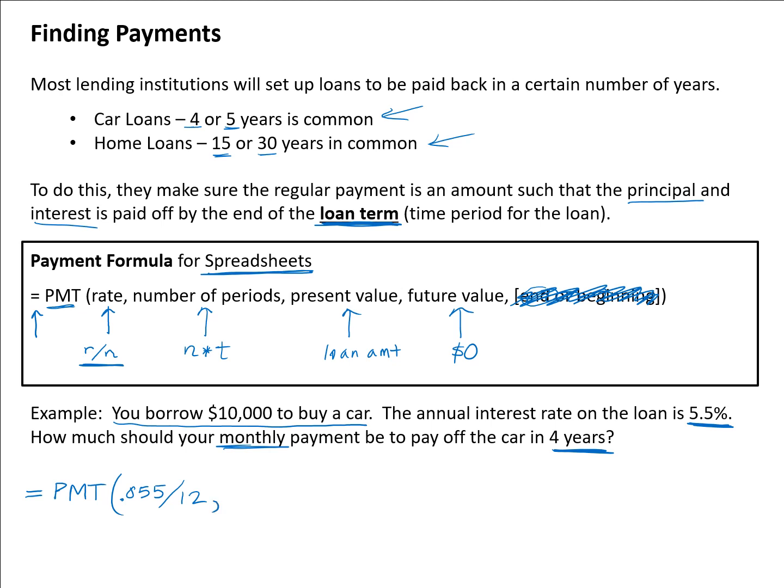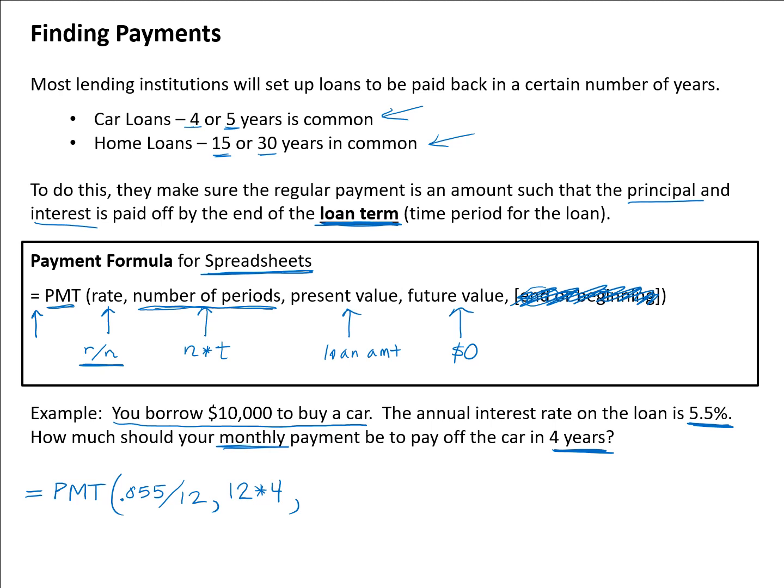Don't worry about doing that ahead of time, just put it in exactly like that. Then we're going to put in the number of periods, which represents how many times we make payments. We're making payments 12 times a year for 4 years. So I say 12 times 4. You could put a 48 in there, but I'm just letting the spreadsheet calculate it. Again, the asterisk represents times in spreadsheets.